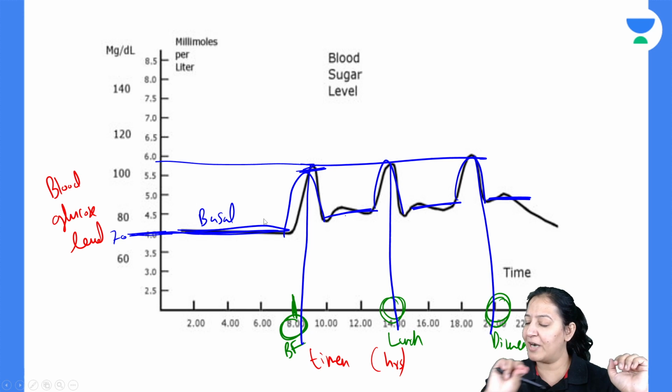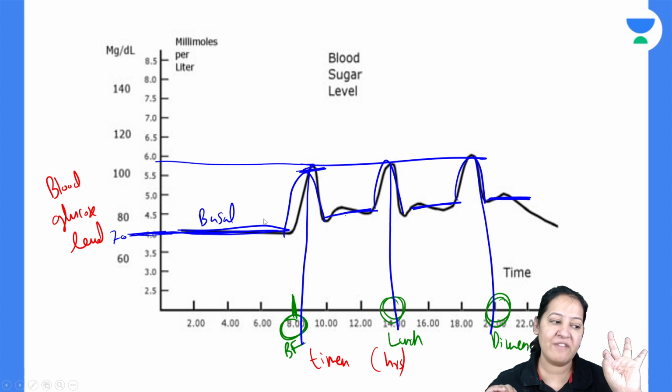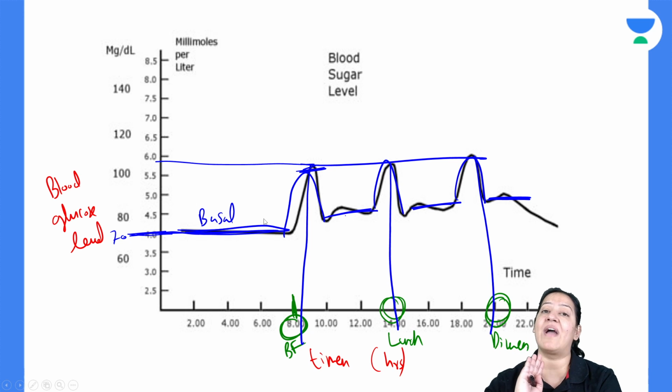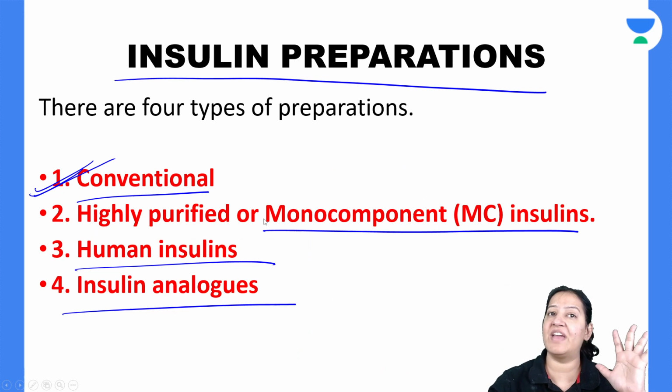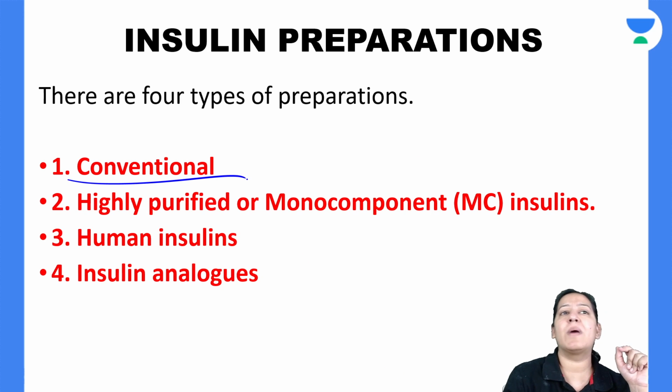We have a basal blood sugar level in my body, which is 70 to 100 milligram per deciliter. And post meal, whether it is breakfast, lunch, dinner or any big meal, I have a peak. The maximum blood glucose rise is 140, not more than that. So I want the same graph in my patients also by giving the various preparations of insulin. Let me teach you the various preparations. The first one is the conventional.